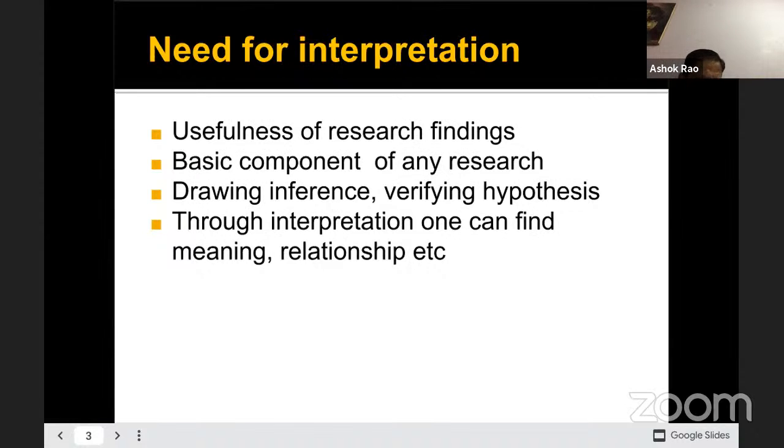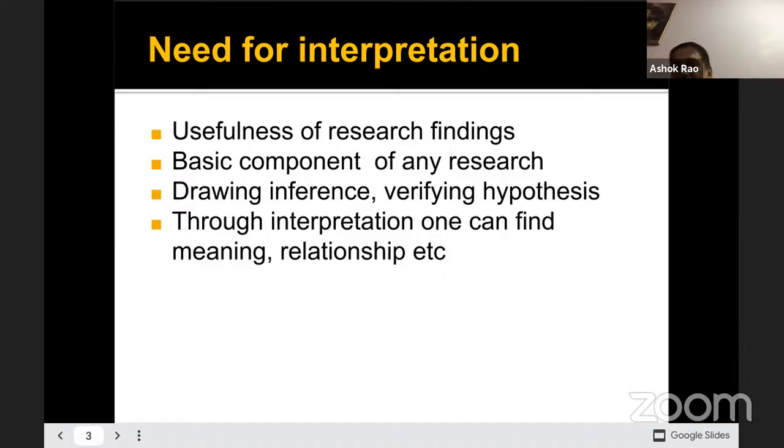So that is very useful in the research findings, usefulness of research findings. So you do the research, and unless you interpret in a particular manner, the entire research would be useless. So you do your research, and when you communicate it to others, how you interpret your finding is an important component. So usefulness of research findings is the first one.